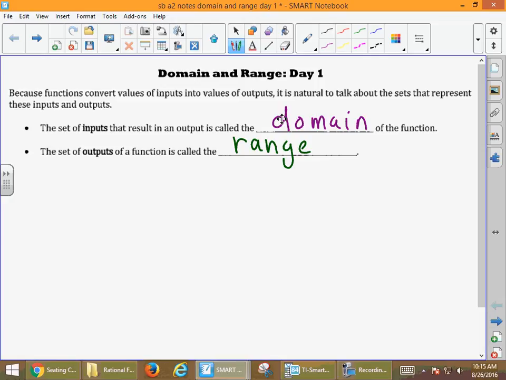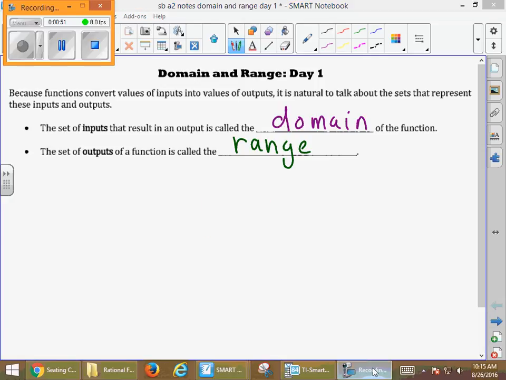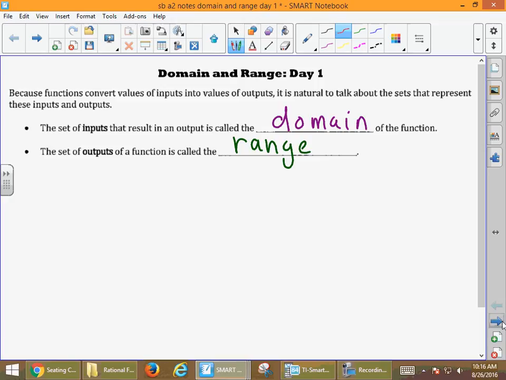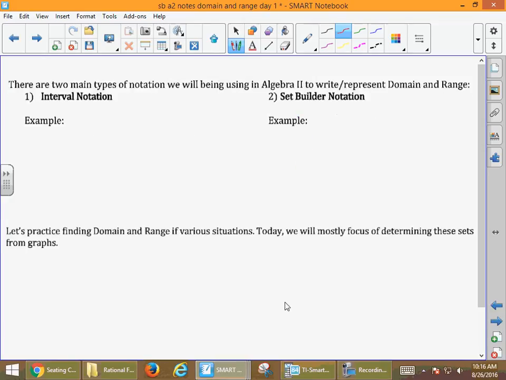And if you look back at the very first notes that we did, we talked about how the domain were the x values, they're the independent variables. And the range are the outputs, they're the y values, they're the dependent variables. And we're going to use two types of notation when we're talking about domain and range.